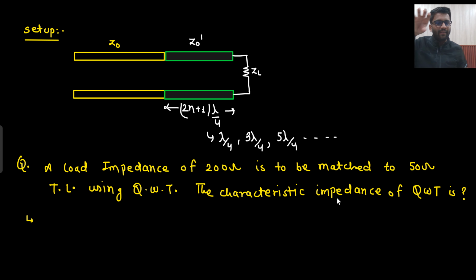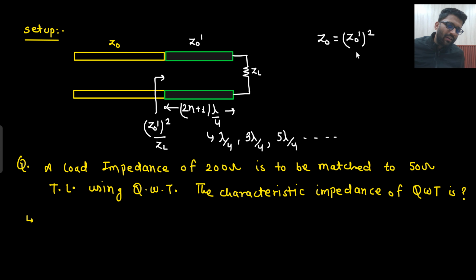So what did I say? I have a transmission line, and I need to match ZL. In between I inserted another transmission line having a characteristic impedance of Z naught dash. This Z naught dash depends on me because I am going to insert it. What will be the impedance here? The impedance here will be Z naught dash square divided by ZL. And what is my target? My target is that this Z naught should be matched with the impedance that I look from here. So my Z naught should be equal to Z naught dash square divided by ZL.